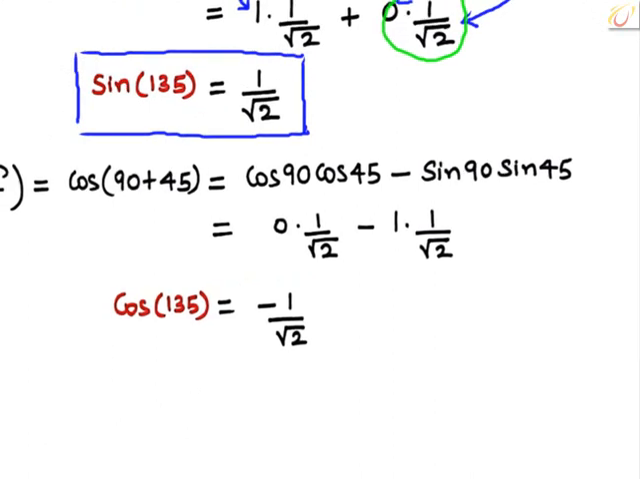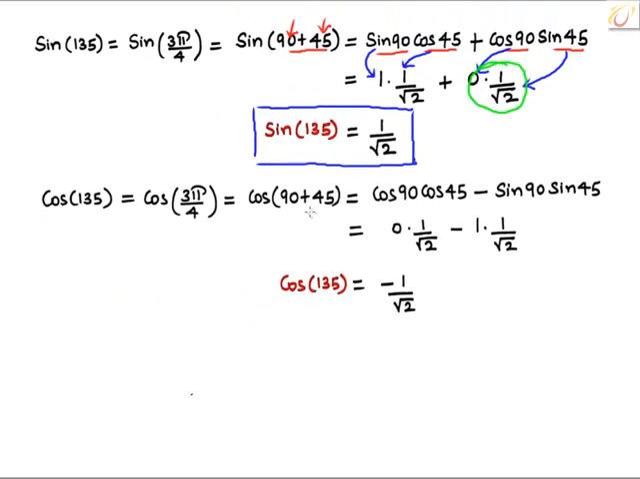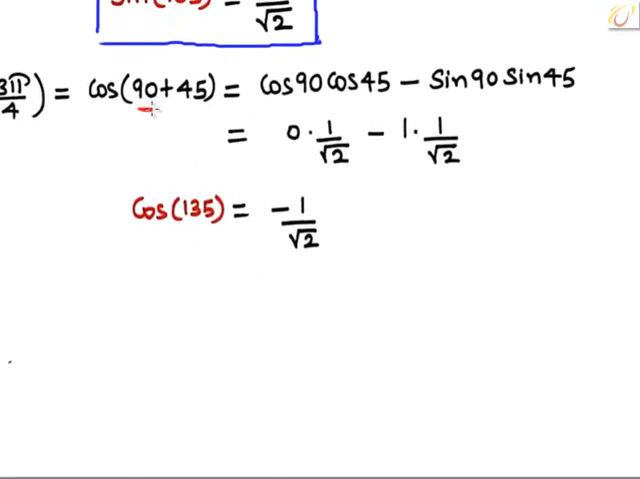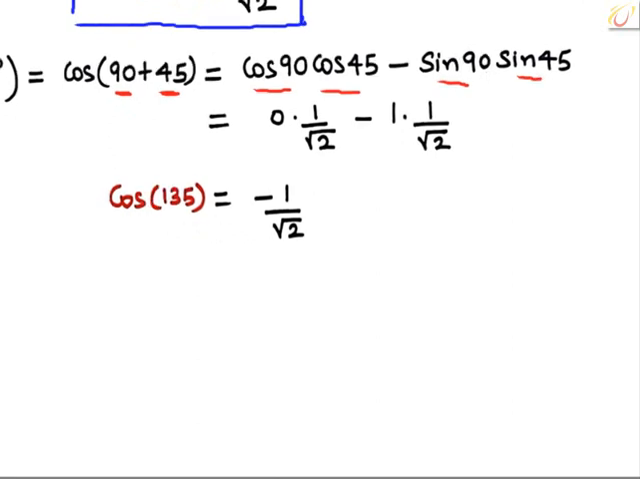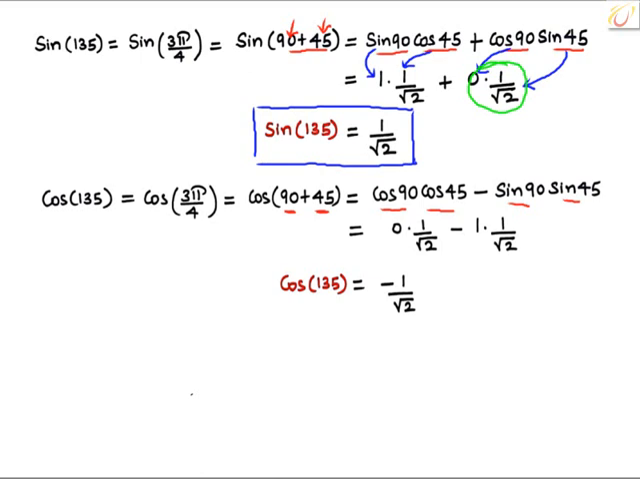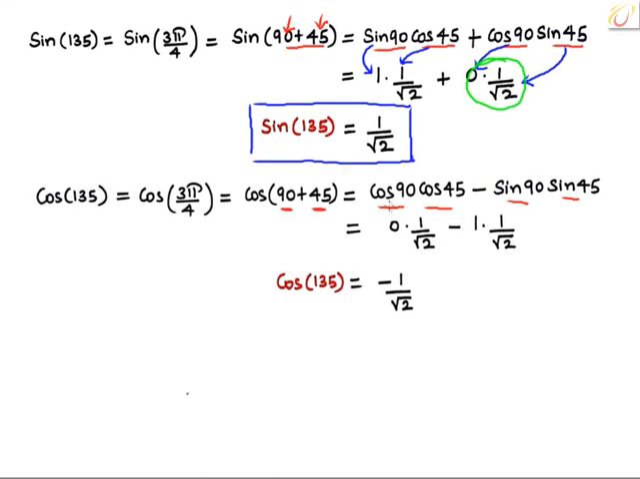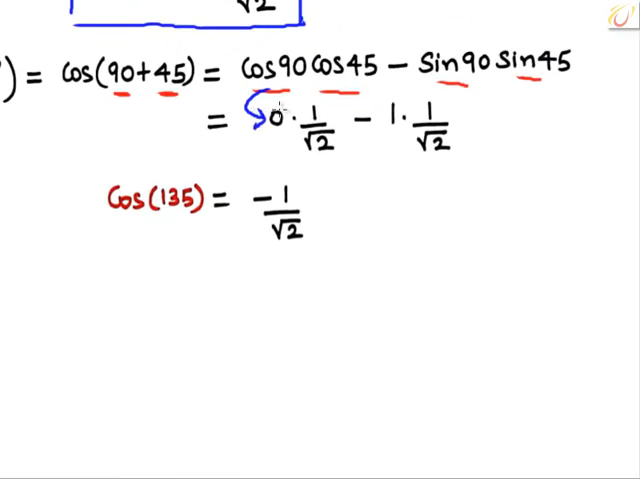Similarly, can we work out for cos? Obviously, the formula that we will use for cos 135 is cos A plus B, where our A becomes 90, B becomes 45. So cos 135 will be cos A multiplied by cos B minus sin A multiplied by sin B. In our case, cos 90 multiplied by cos 45 minus sin 90 multiplied by sin 45. So what is the value of cos 90? Cos 90 is 0. What is the value of cos 45? Cos 45 is 1 upon root 2.